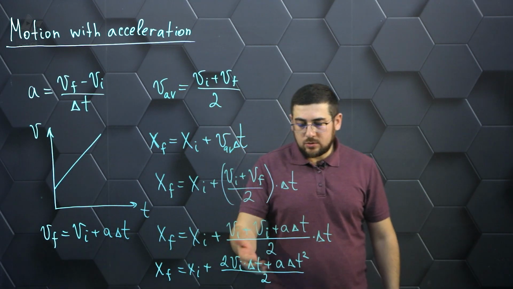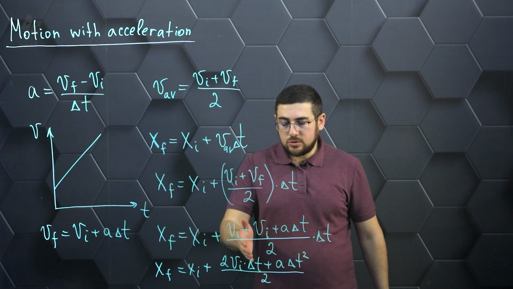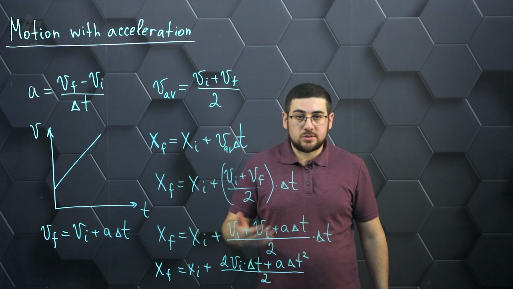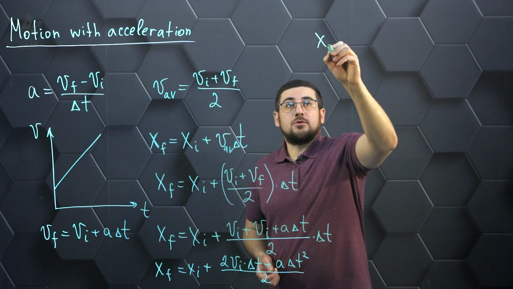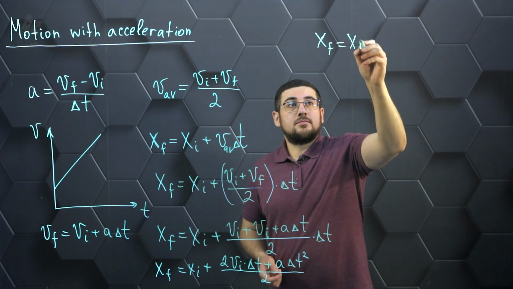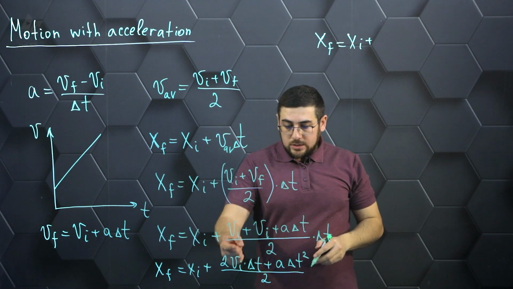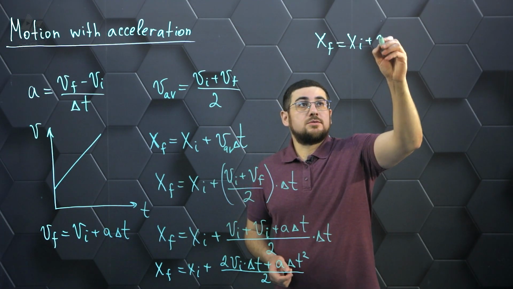Now it is convenient to represent this fraction as the sum of two fractions. To do this, we will perform term-by-term division. Let's write down here the expression obtained for the final coordinate. Here we see that 2 and 2 will be reduced. All that's left is the product of the initial velocity and time.